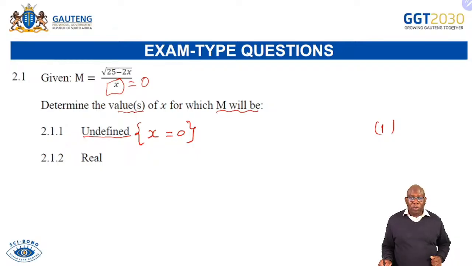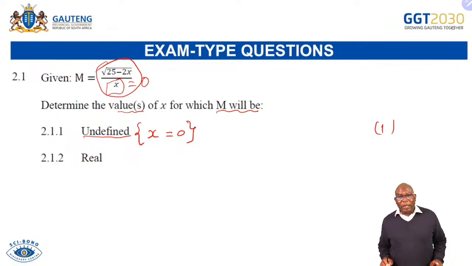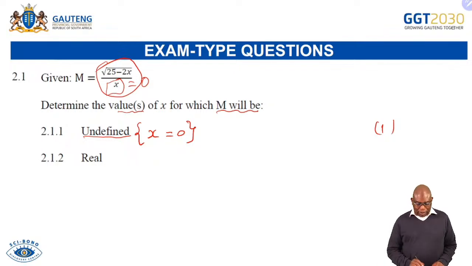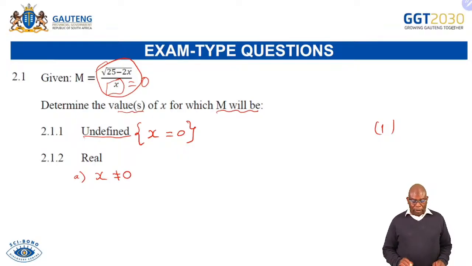Now, part 2 says, for which values of x will m be real? So that whole thing must be a real number. For it to be real, x must not be equal to 0, because if x equals 0, this whole thing cannot give us a real number. That's a restriction that we must know: the bottom part cannot be 0. So for it to be real, x must not be equal to 0.